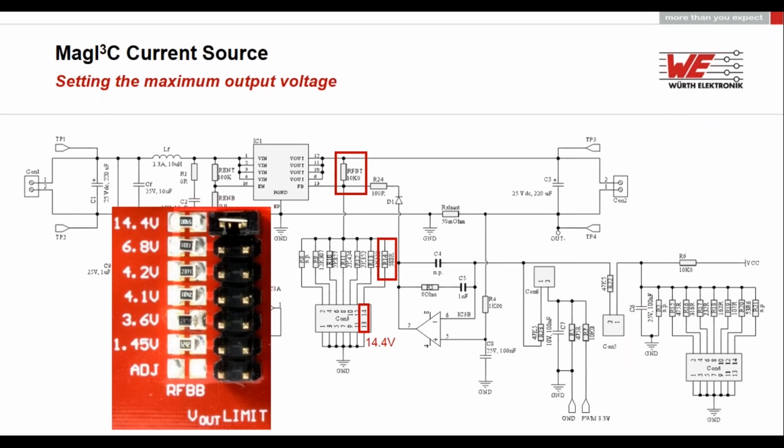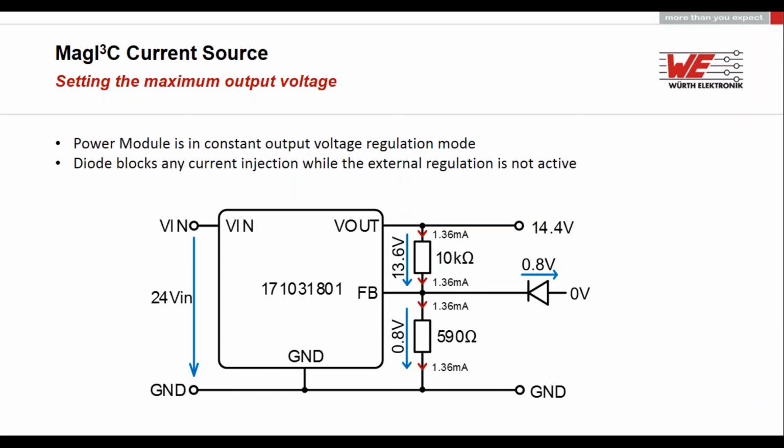In this example, we set the output voltage or the end of charge voltage to 14.4 volts. Now we want to set the maximum output voltage. This power module is in constant output voltage regulation mode, like a normal buck regulator you all know. The diode on the schematic blocks any current injection while the external regulation is not active. The feedback is always regulated to 0.8 volt, which is also the internal reference of the power module. We define with the 590 ohms resistor the 1.36 milliamps, which all the time flow through all resistors. So it's the normal voltage regulation. No interaction with the feedback.